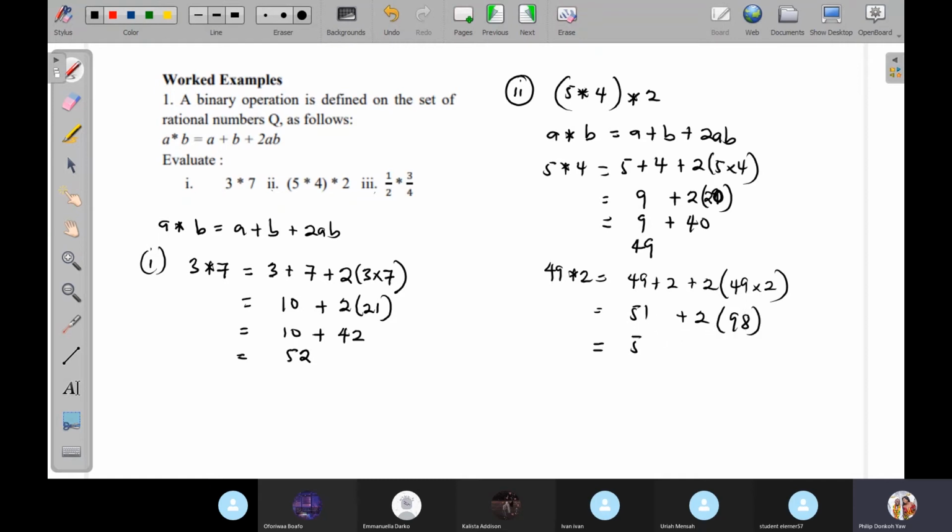And then 51 plus 2, 8, 16. 2, 9, 18 plus 1, 17. So when you put it together, please, what are you getting? 227. So we have 227. So it implies that 5 star 4 star 2 gives us an answer of 227. Thanks so much for the correction.